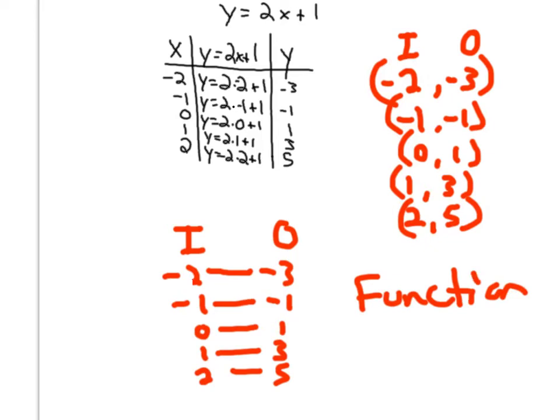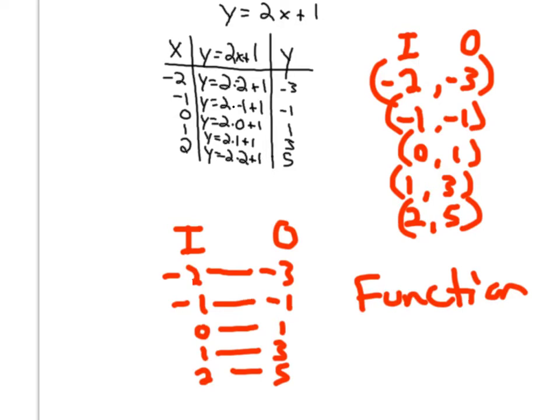because there's only one line from inputs to outputs. For this input, there's only this output. For this input, there's only this output, and so on down the line. We don't have more than one output over here for any of these inputs. The inputs never repeat themselves. So that means it's a function, because for every input, there's only one output.